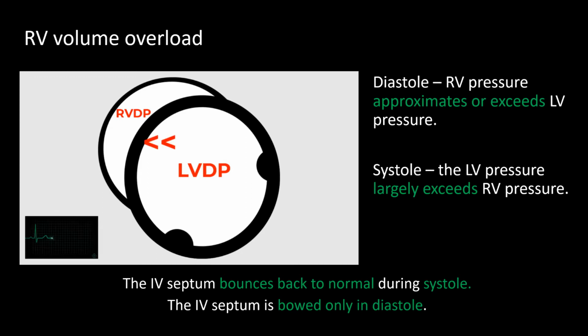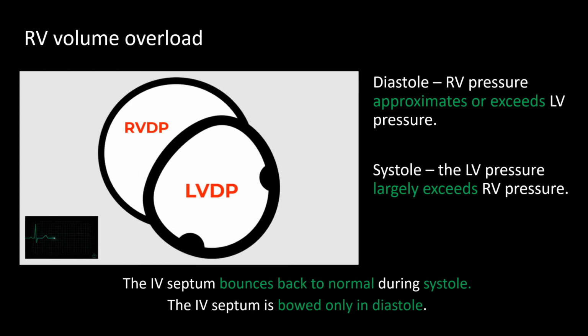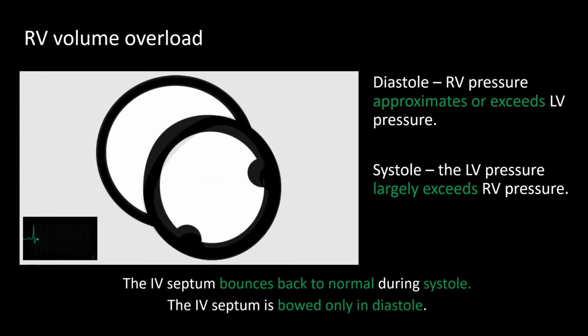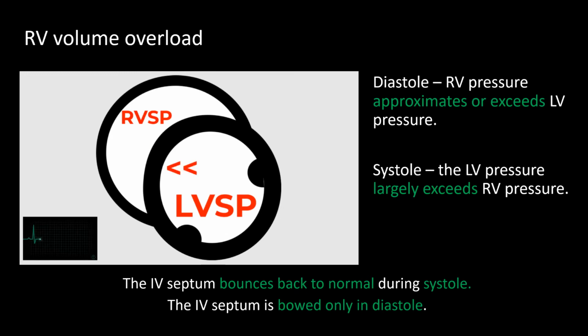In this animation, you initially see a callback to normal diastolic pressures, in which LV diastolic pressure exceeds RV diastolic pressure. In RV volume overload, this is not necessarily true due to massive filling of the RV. As such, the RV diastolic pressure can approximate or exceed the LV diastolic pressure, bowing the septum towards the LV. In systole, however, the strong LV will generate enough pressure to recoil the septum back in position.